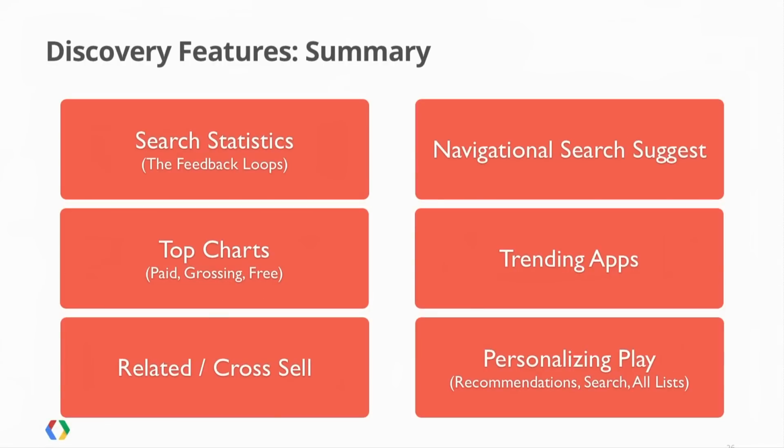So I've thrown a lot of things at you so far. Just to step back and summarize it, we've talked about the search statistics, the feedback loops that we look at in order to improve our search and our discovery systems. We talked about navigational search suggestions. We talked about how our top charts are generated across each category, generated daily and across every country. We talked about what trending apps are, what it means to be in there and how you can get in there. We talked about how related and cross-sell works. And we also talked about how we're starting to personalize Play and how that's going to roll out over the coming months, and how that really fulfills our vision of a personalized Play made personal.